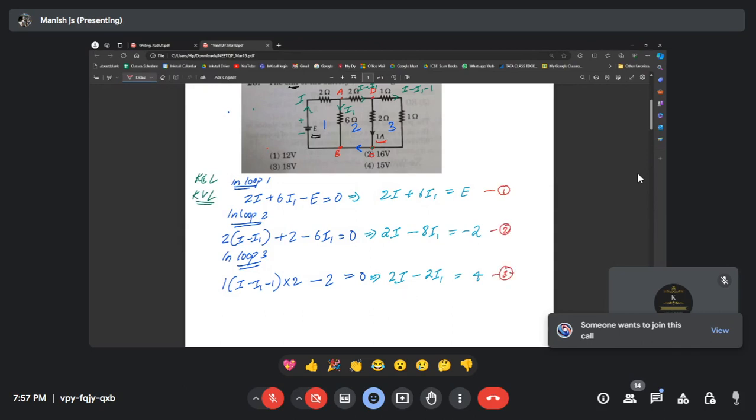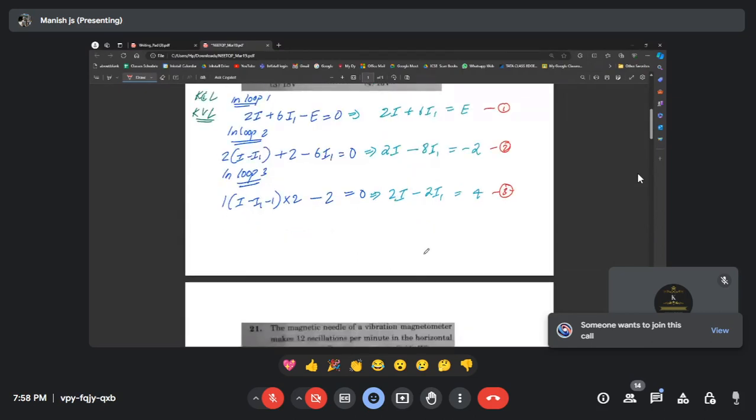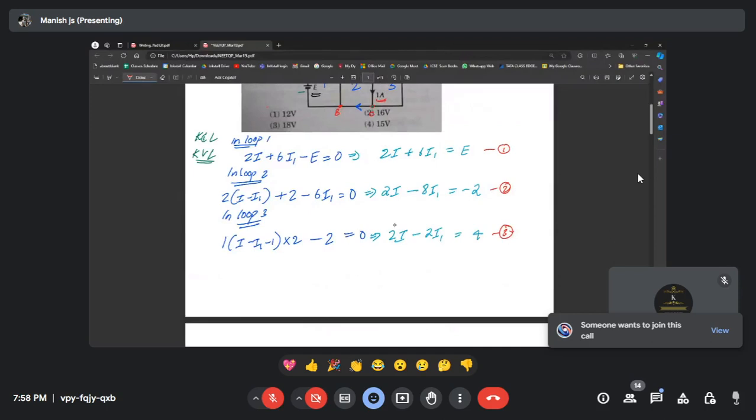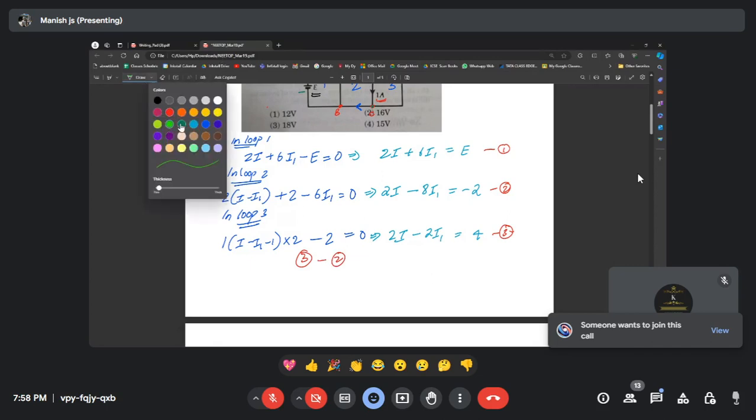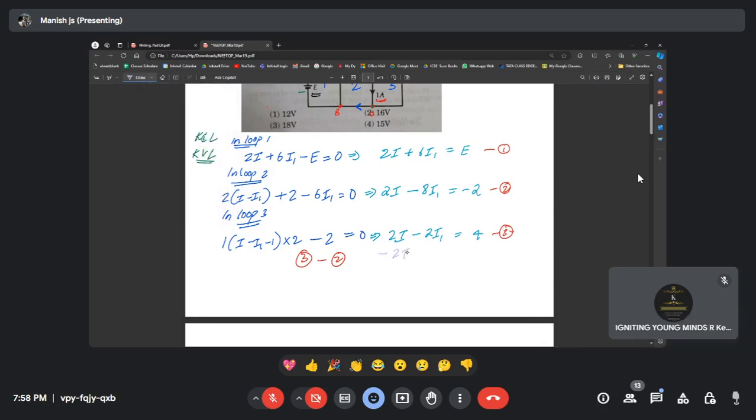In equations 2 and 3, they are in terms of I and I1. So you can eliminate one and you can find out the other. Okay. So let's try to eliminate them. Just do 3 minus 2. So what happens if you do 3 minus 2? Just subtract. You will have minus 2I, minus 2 minus would be plus 8I1 equals plus 2.